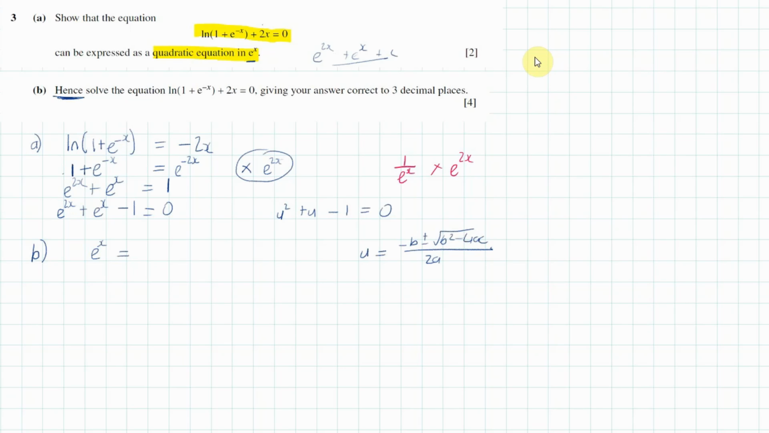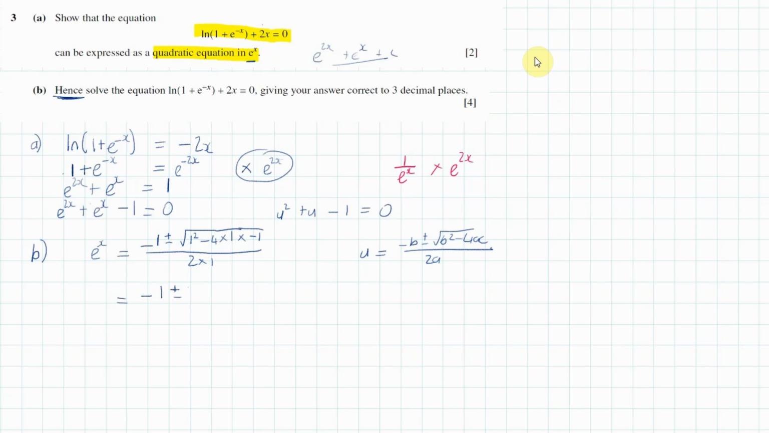So it will be minus b, so that's minus 1, because there's a coefficient of 1 in front of e to the x, plus or minus square root, and I've got 1 squared, minus 4 times a. Now, the coefficient of the e to the 2x is 1, times c, which is minus 1. And I'm going to pop that all over 2 times a. And we can simplify that. It's going to be minus 1 plus or minus.